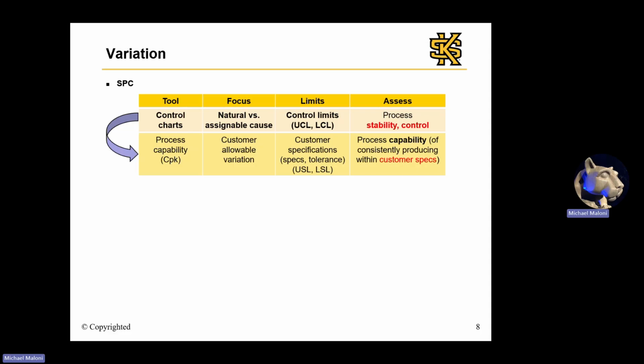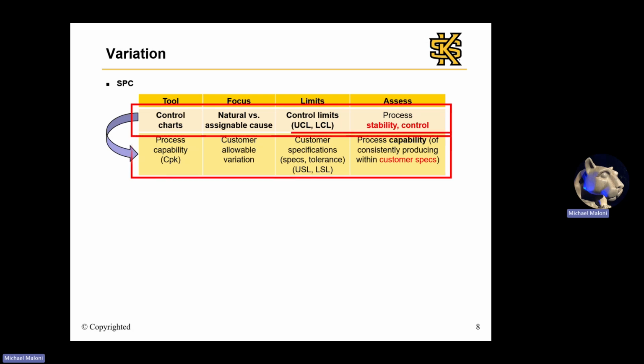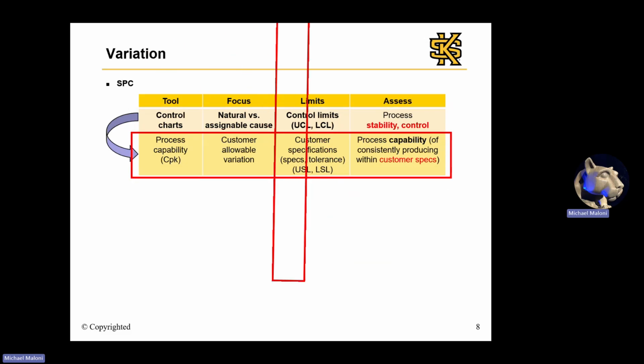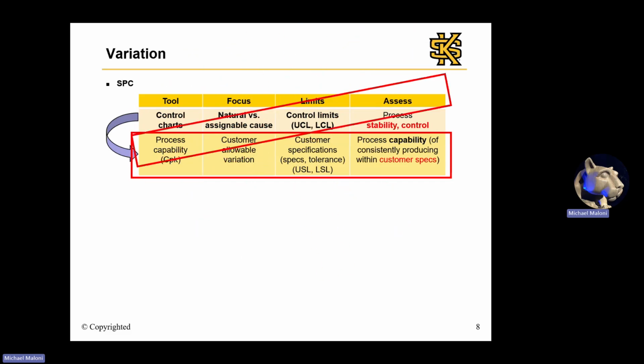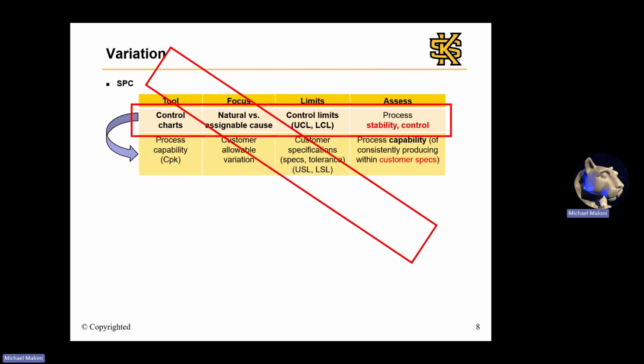So control charts are essentially a requirement to test for process capability. That is, you first need a stable and in control process before you then assess that process against customer specs. So control charts, then process capability. The next section will cover control charts, and then the section after that will cover process capability.